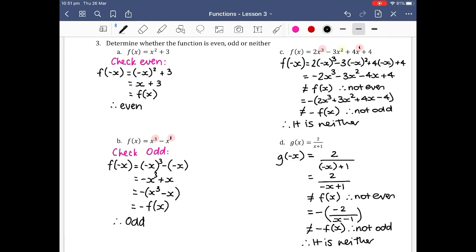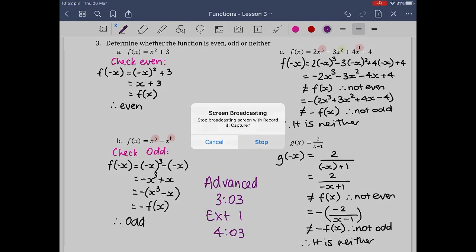You should now be going on and doing exercise 403 from the Maths in Focus textbook if you're in extension, or if you're in advanced, you should be doing 303 from the Maths in Focus textbook. So I will just write that on the screen just in case. So advanced is 303, extension 1 is 403, and that's it.